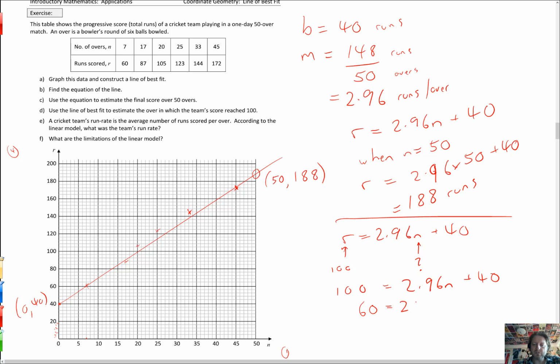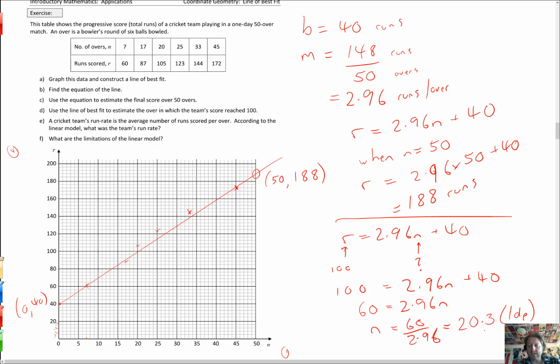That gives me 60 equals 2.96n. That's 2.96 times n. I don't want it there. I want to get rid of this times 2.96, so I'm going to divide both sides by 2.96. So n will equal 60 divided by 2.96, which is equal to, trusty calc, 20.27027, blah, blah. I'll just do 20.3. The 2 rounds up. I'm just going to write 1 dp because I rounded it.